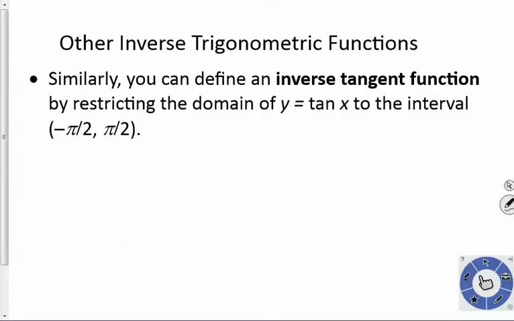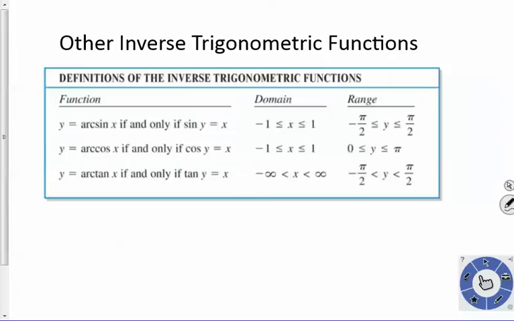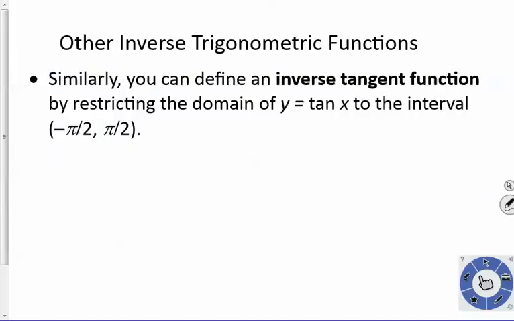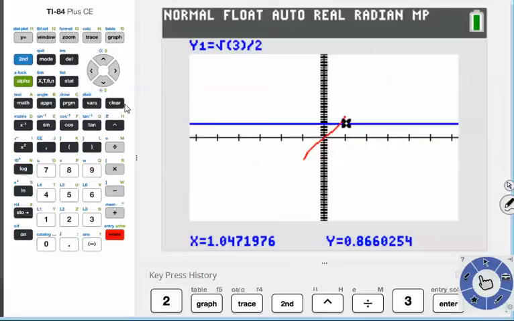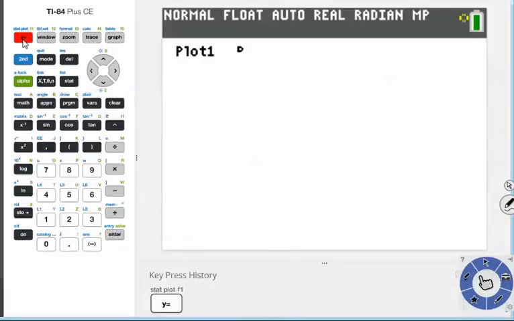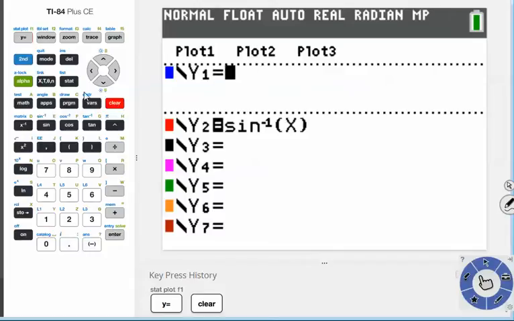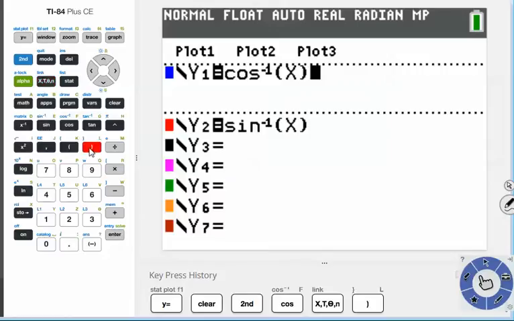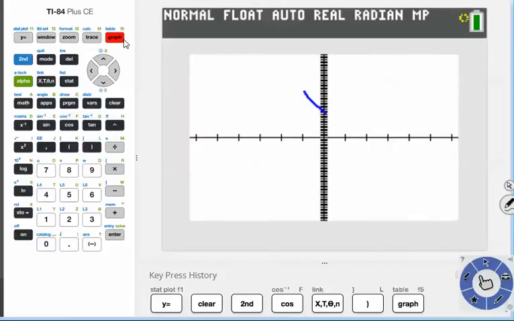All right, trigonometric functions like the inverse tangent function. You have to define the inverse tangent function by only looking at your tangent from negative pi over 2 to pi over 2. If you want to see what it looks like on the graph, if I graph the arc cosine of x, you can see they're similar. You can see that you are restricting your domain. It starts and ends here.